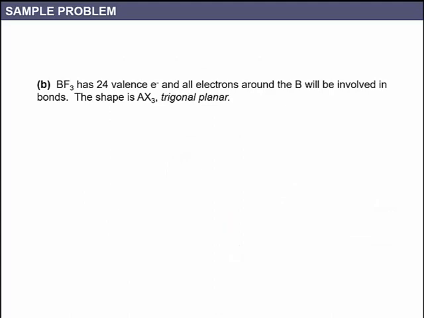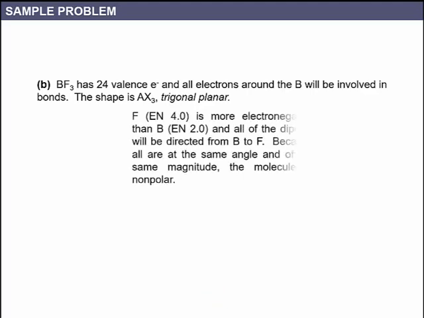Boron trifluoride has 24 valence electrons, and all electrons around the boron are going to be involved in bonds, so our shape is going to be AX3, or trigonal planar. The fluorine is going to have 4 as its electronegativity. Boron is 2, so all of the dipoles are going to be present. They're all going to have polar bonds, but they're all going to cancel each other out. They're at the same angle, the same magnitude. Our molecule is nonpolar.